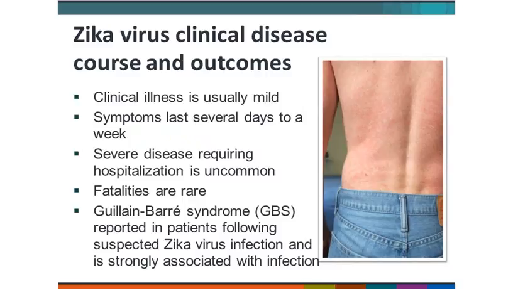The clinical illness, as I mentioned, is usually mild. Symptoms usually last only for several days to a week. This image here shows a very typical Zika rash. Severe disease requiring hospitalization is uncommon, and fatalities are rare. However, we have seen some very serious sequelae. Fortunately, they're very uncommon with Zika, but one of these is Guillain-Barré syndrome, which has been reported in patients following suspect Zika virus infection and is strongly associated with infection.